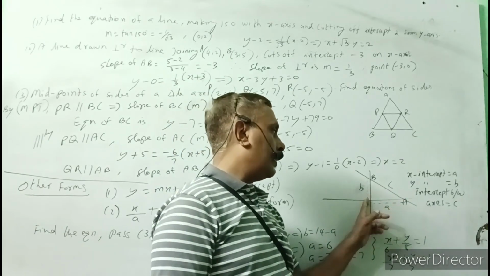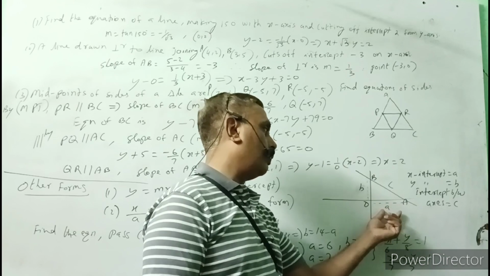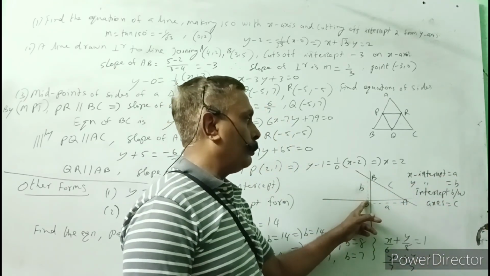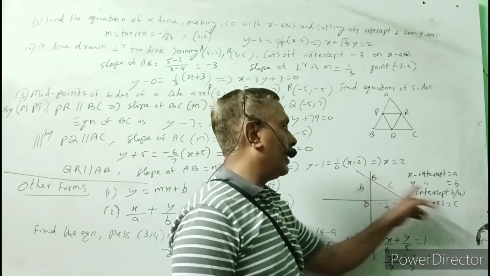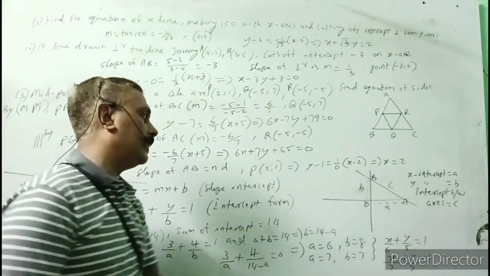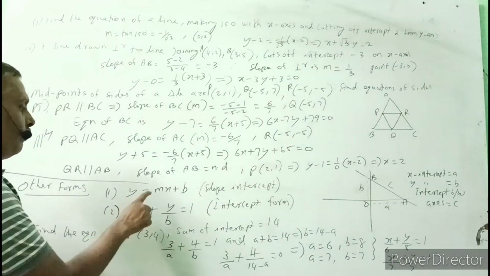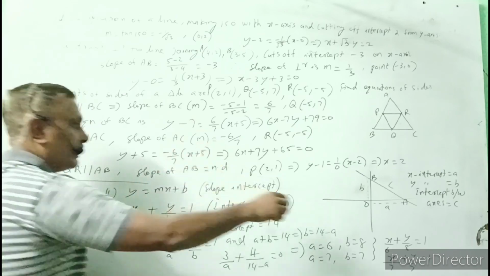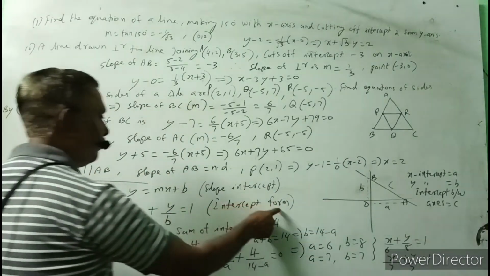On the x-axis, how far away from the origin the line intersects is called the x-intercept. So the x-intercept is A, and similarly the y-intercept is B. This is what is called the intercepts between the axes. So the slope intercept form is y is equal to mx plus b, where m is the slope and b is the y-intercept. Similarly, another form is the intercept form.